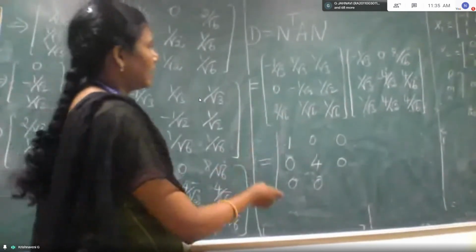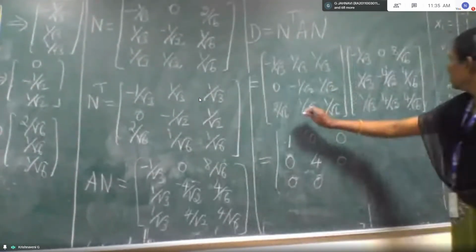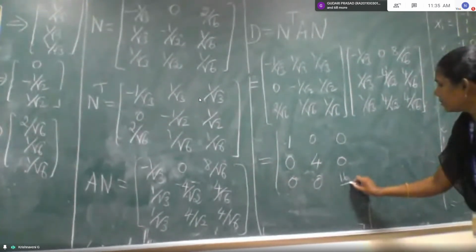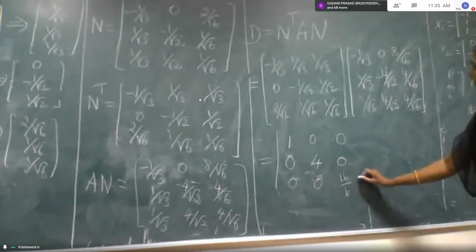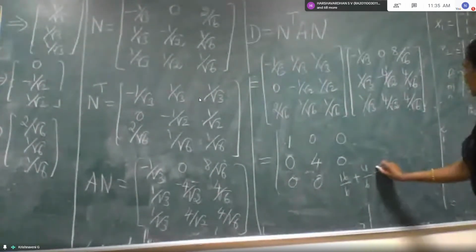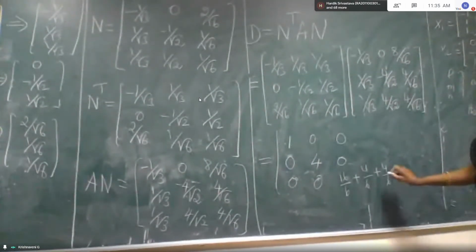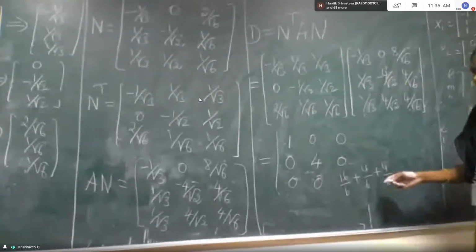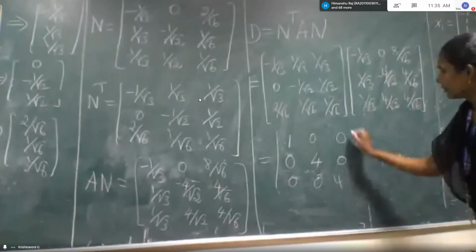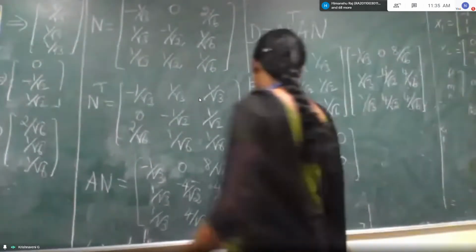Next two terms are, yeah, I will write here. 4 will come. Okay. 16 by 6 plus 4 by 6 plus 4 by 6, plus 4 by 24, that is 4. This is our final answer, the diagonalization matrix.